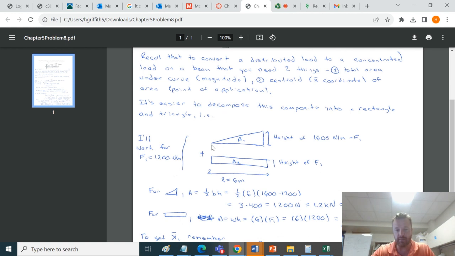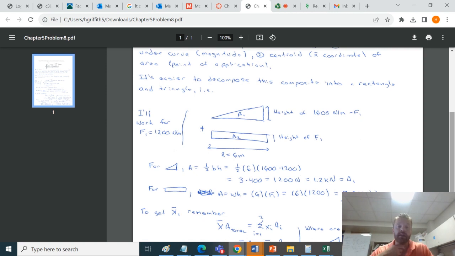For the triangle, it's just going to be 1/2 the base of that actual area, which corresponds to the length of the beam of 6 meters. So 1/2 times 6 times the height, which, as we said, is 1600 newtons per meter, the peak, minus the minimum value, which is 1200. So that'll be 400. So 1/2 times 6 times 400 is going to give us 1200 newtons. Remember, newtons per meter times meters will be just newtons. And it's easier to represent that, in my opinion, in engineering notation, as 1.2 kilonewtons.